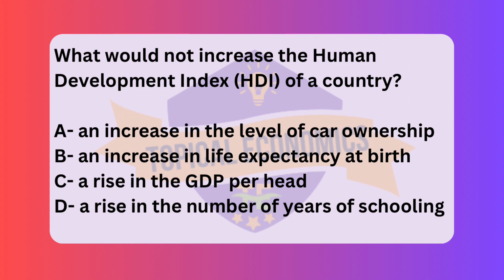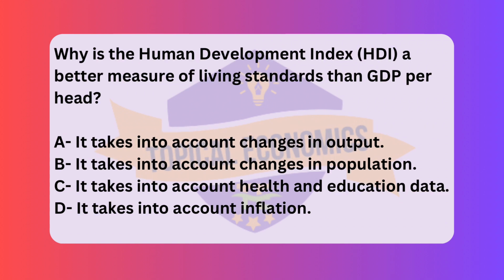Lastly, option D, a rise in the number of years of schooling, is also incorrect. The HDI measures education through mean years of schooling and expected years of schooling. An increase in either of these educational indicators would increase the HDI, as it reflects better access to education and improved educational outcomes.